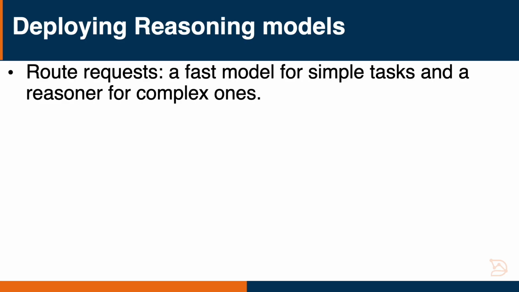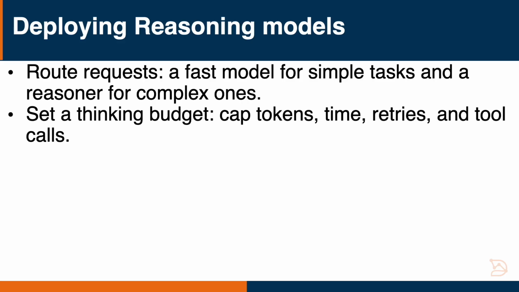Now, when you are fine-tuning these models, you have to be careful because sometimes they can think for longer, so you have to actually cap them. There are certain hyperparameters where you can set the number of tokens that the LLM should be able to produce during their thinking. So you cap the tokens, you set time, retries, and also the number of tool calls.